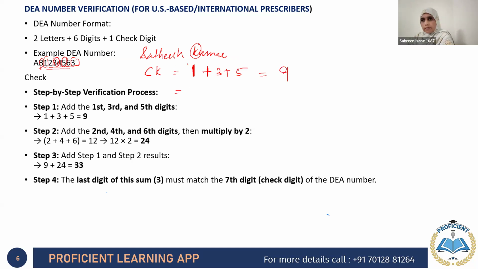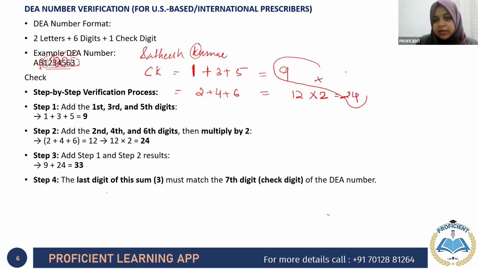Now take the even numbers. The even numbers are 2, 4, and 6. You take 2, then add 4 and 6. When you add these, you get 12. Multiply by 2, you get 24. Then you have to add these two, the first and the second. When you add, you get 33. The last digit here should be the last digit of the DEA number. If it is, it means the DEA number is correct.